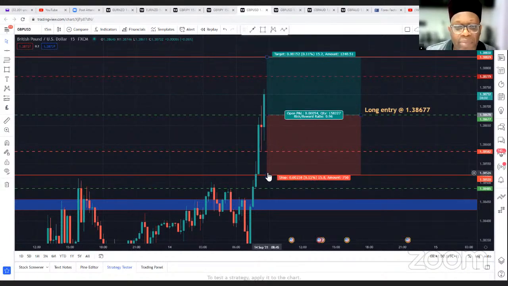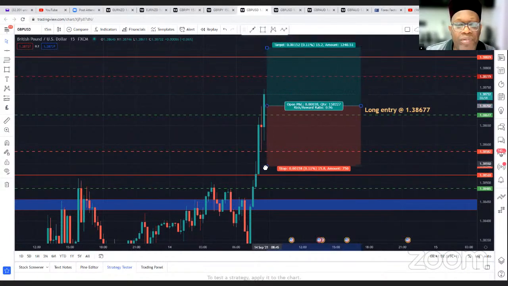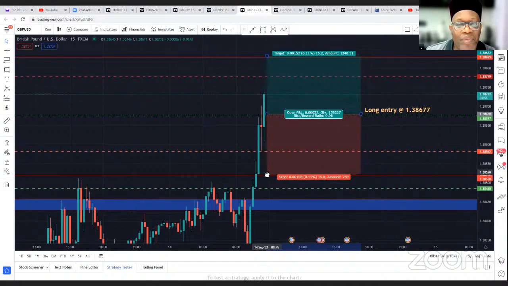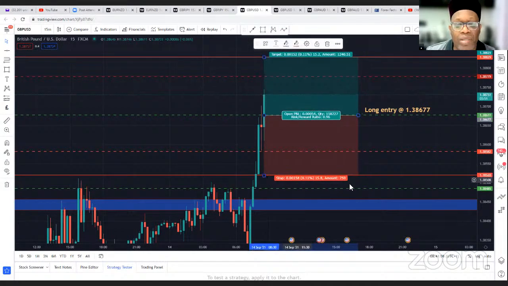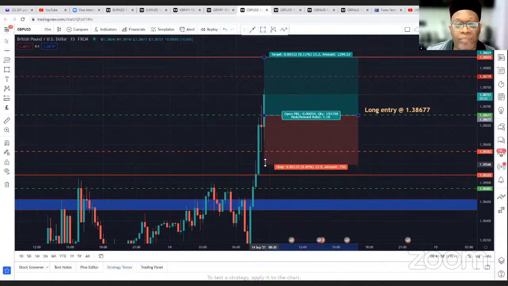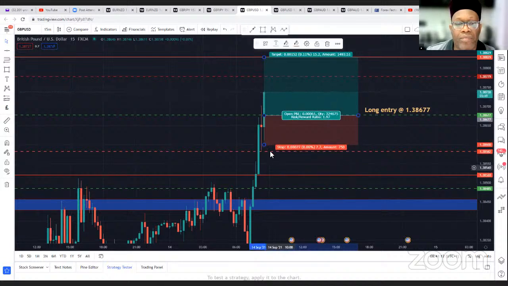I'm going to move my stop loss here. So it's now like a 12 pip stop loss. And we are believing that the price will keep on pushing. I've just moved my stop loss.